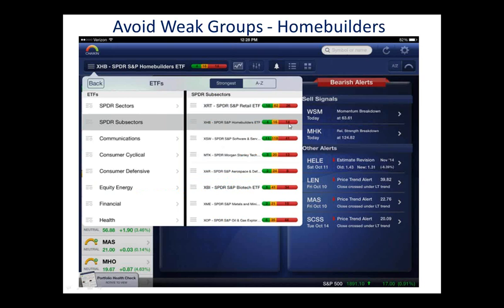We're going to actually look at some ETFs just because it's a nice way to organize. We also have the industry groups. But if I'm looking for an industry group, strong or weak, I can look at the ETFs. Here I've got the spider subsectors. I'm looking at the home builders.